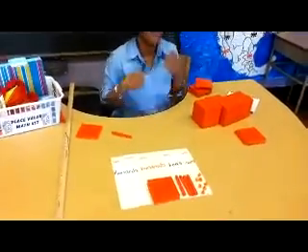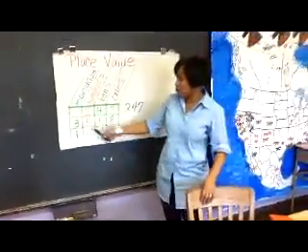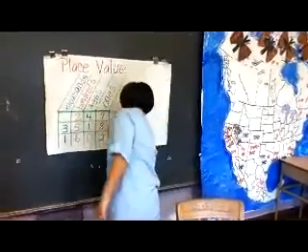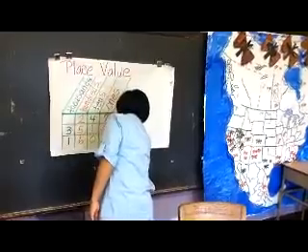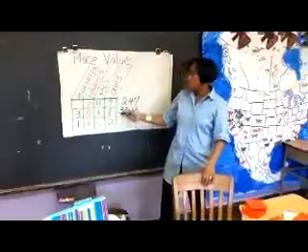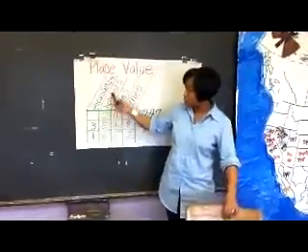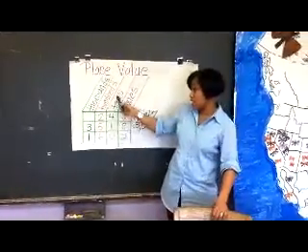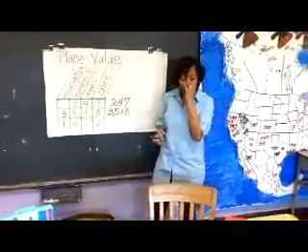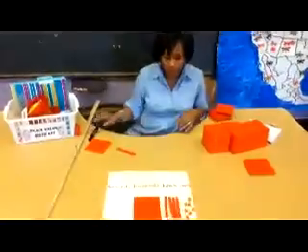Now I'm going to demonstrate another number. Back to my chart, 3,518. I'll write it. Three is in the thousands place. 5 is in the hundreds column. 1 is in the tens column. And 8 is in the ones column. So, let's bring this to life with our base 10 blocks.